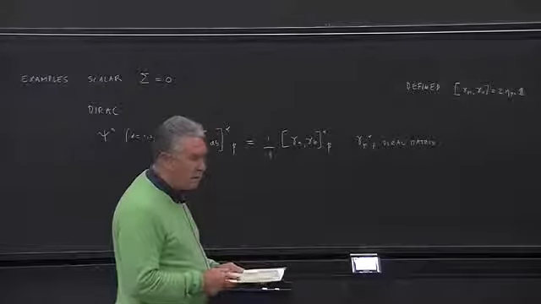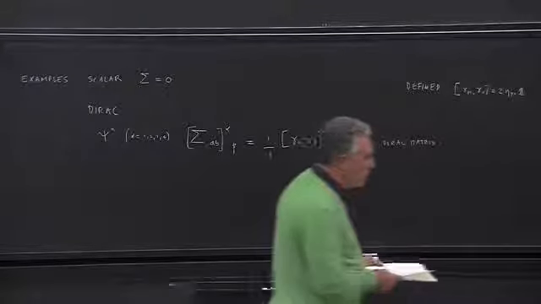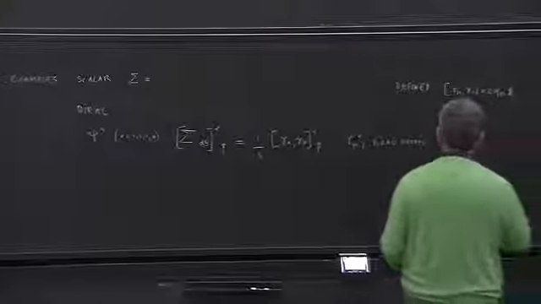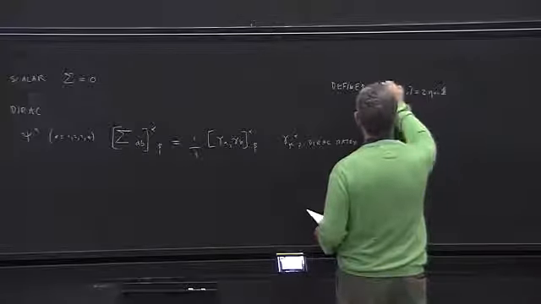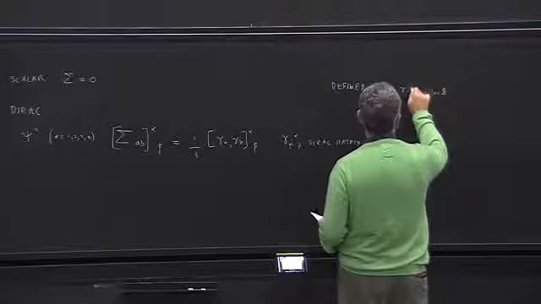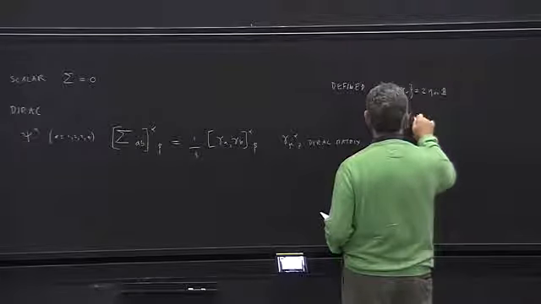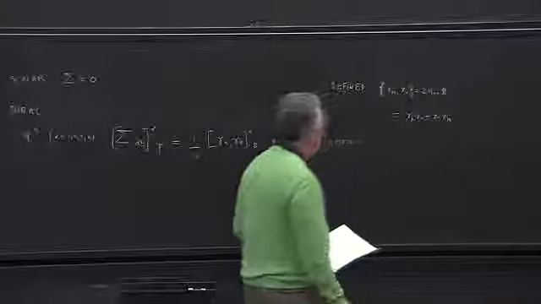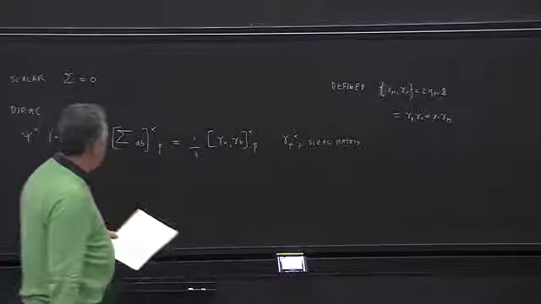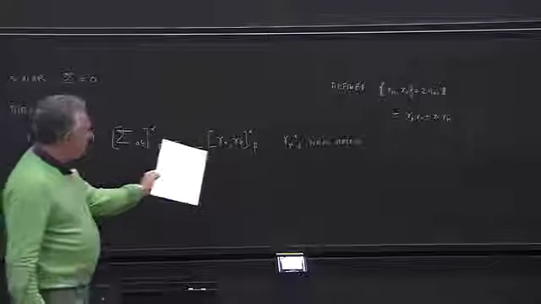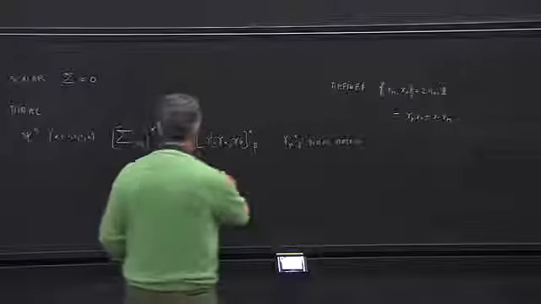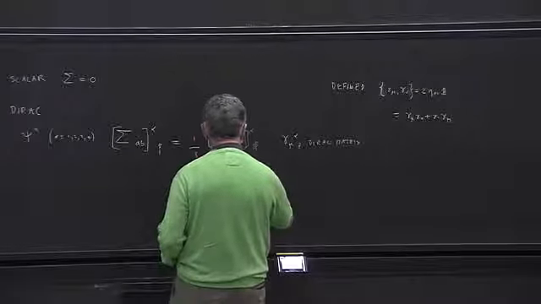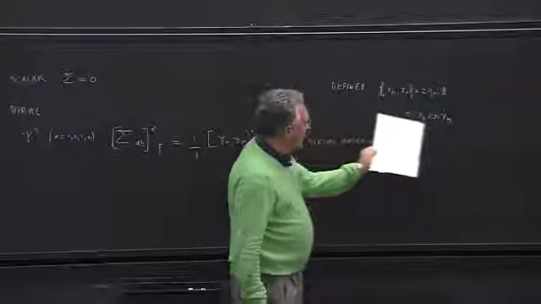Question? It's not the anti-commutator term. Oh, sorry. This equals, these curly brackets mean the sum. Thank you. The square brackets mean the minus sign. Curly brackets mean with the plus sign.